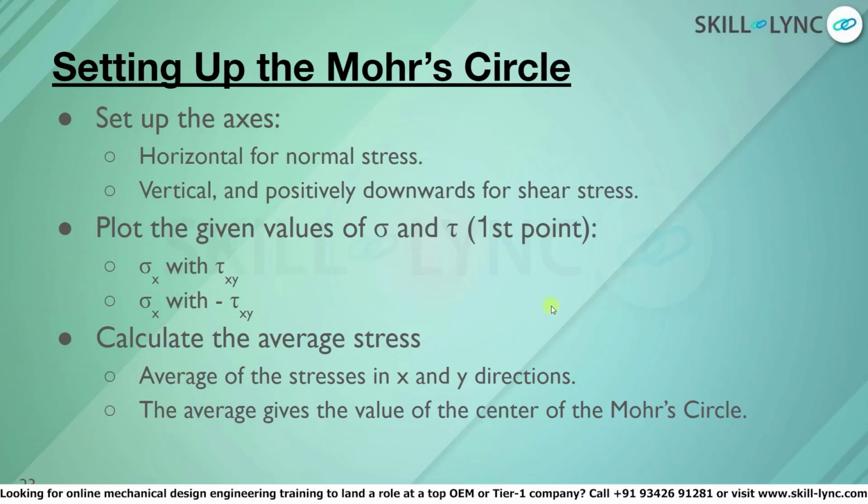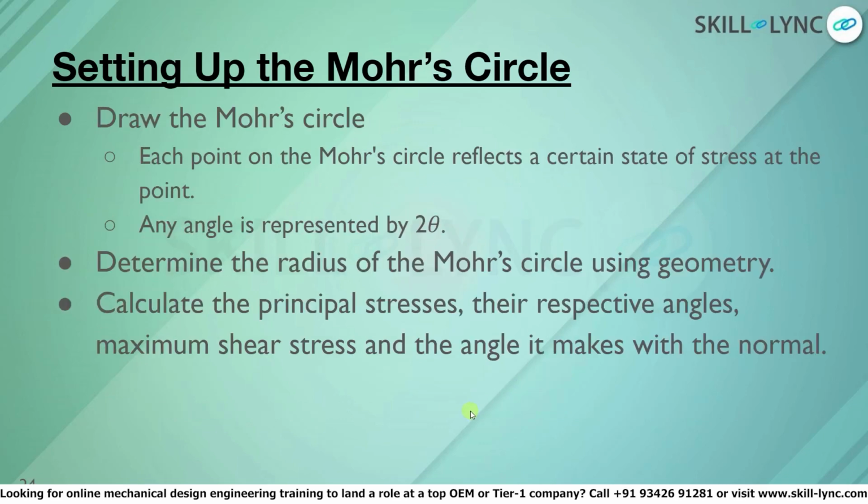Basically first we'll draw horizontal and vertical axes, wherein the horizontal will be for normal stress and the vertical will be shear stress. And one thing we'll have to keep in mind is that in the vertical axis, the downwards quadrant will be positive for shear stress. Later we'll have to plot values for sigma and tau, and these values will be given with the problem. And then for the center of the Mohr circle, we'll have to calculate the average stress. Calculating average stress in the x and y directions will give us the center of the Mohr circle. With that center and the available points, we'll draw the Mohr circle.